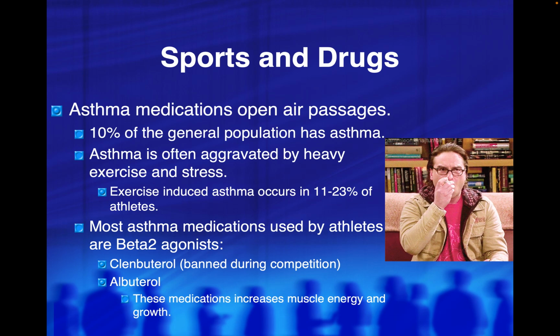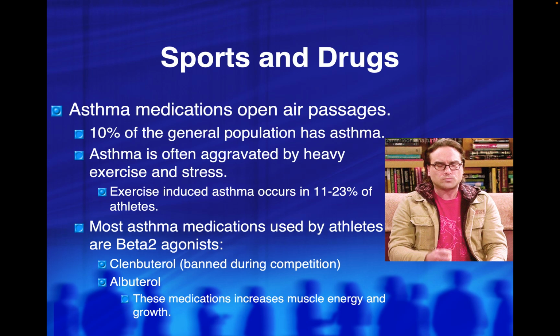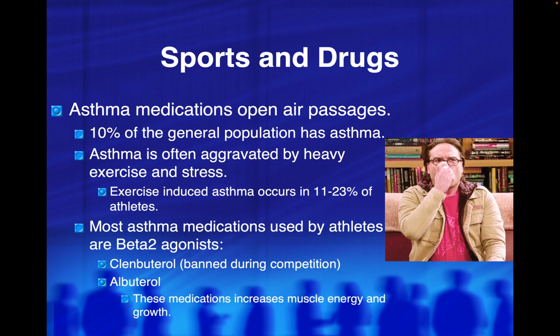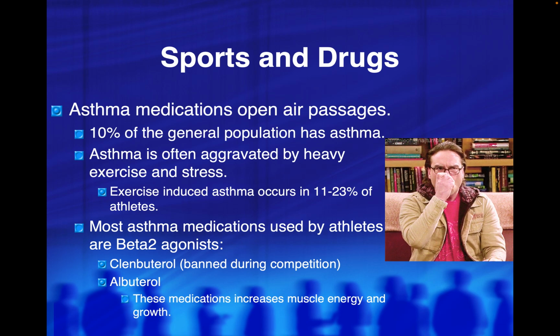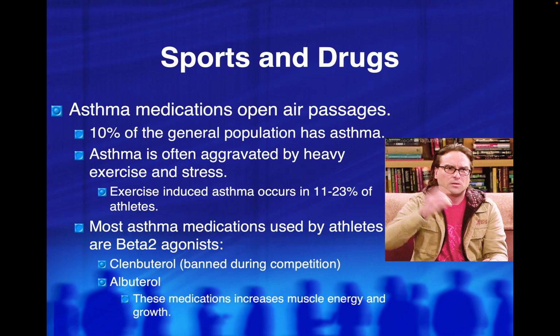Asthma medications open air passages. 10% of the general population has asthma. Asthma is often aggravated by heavy exercise and stress. Exercise-induced asthma occurs in 11 to 23% of athletes. Most asthma medications used by athletes are beta-2 agonists. Clenbuterol is banned during competition, and albuterol. These medications increase muscle energy and growth, and for that reason, a lot of athletes claim to have asthma, but they actually don't. They're using albuterol as a steroid.